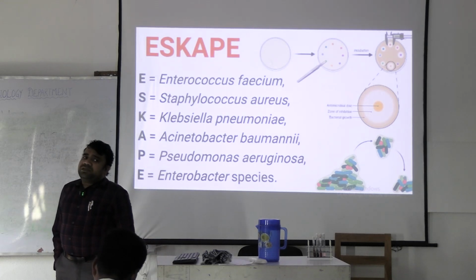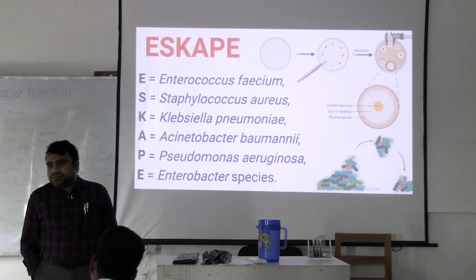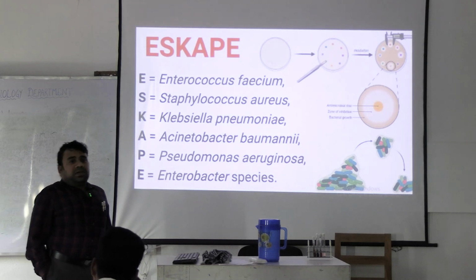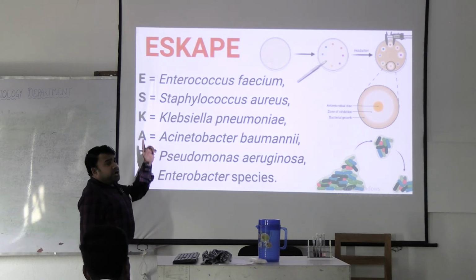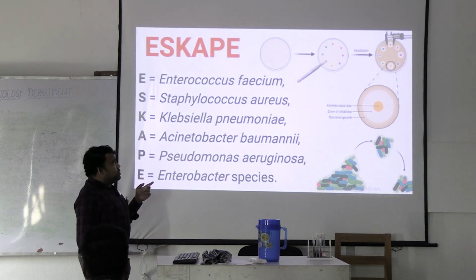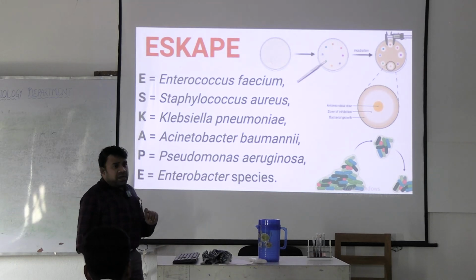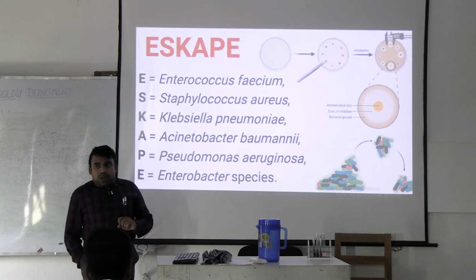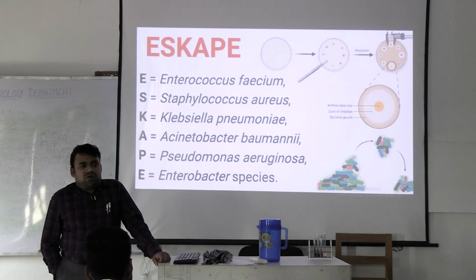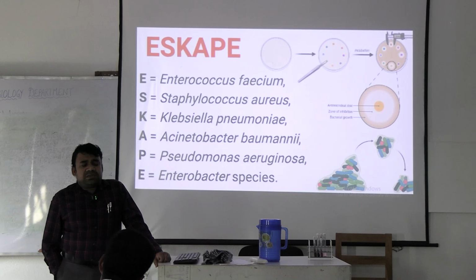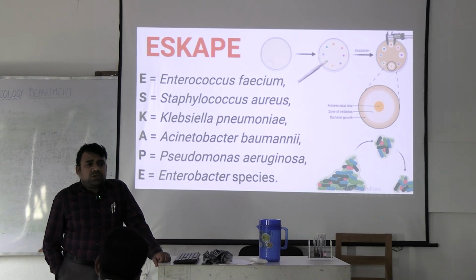There is a group of organisms called ESKAPE pathogens. ESKAPE is a mnemonic for these organisms: Enterococcus faecium, Staphylococcus aureus, Klebsiella pneumoniae, Acinetobacter baumannii, Pseudomonas aeruginosa, and Enterobacter species. Now, what is seen is that, especially in the hospital settings, these organisms in their own way have multiple methods of being resistant to many groups and classes of antibiotics.